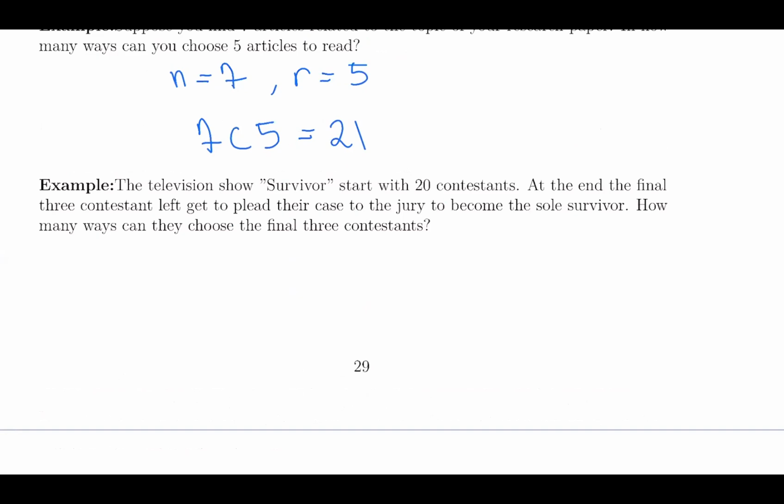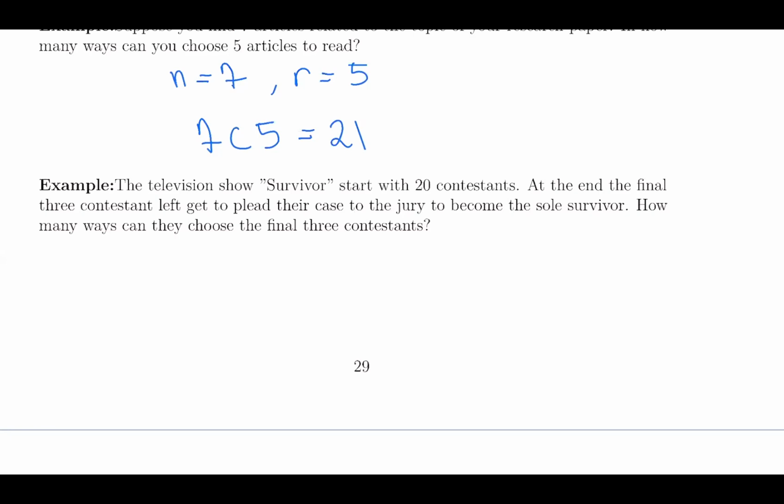Cool. So for this one, is repetition allowed? Is it possible for the final 3 to be all the same people? Like at the end, can the final 3 be all one person? Can it be John, John, and John? No. For this one, does the order of the final 3 matter?